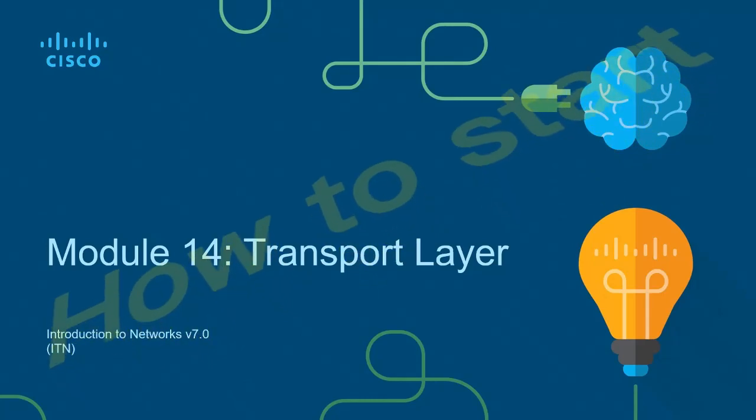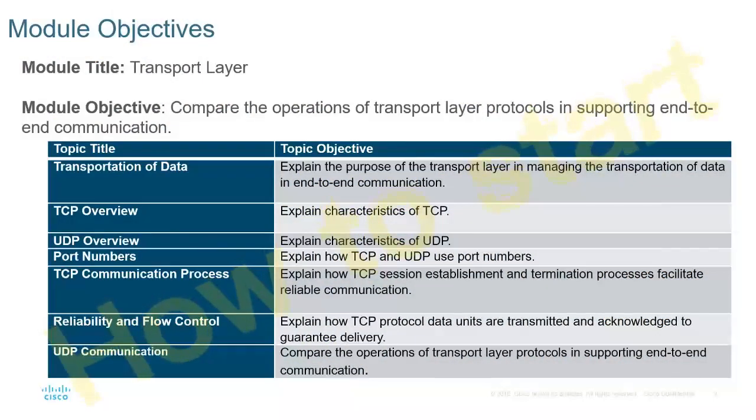Module 14, Transport Layer. We're going to be looking at the transportation of data. Basically, we're going to be looking at how the transport layer manages the transportation of data and how it works with end-to-end communication. We're going to be looking at the two main protocols that operate at this layer, TCP and UDP. We're going to be talking about port numbers, how they function, and their role in communication. We're going to look at the TCP session establishment process and termination process. Again, that's TCP and how it functions. We're going to look at reliability and flow control, and we're going to end with UDP communication.